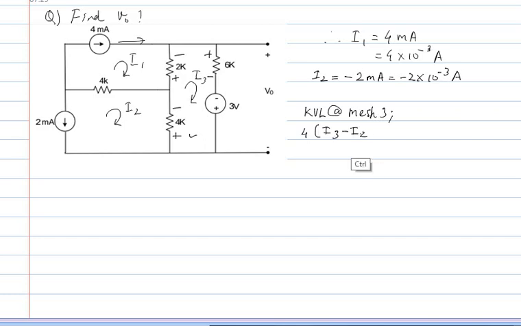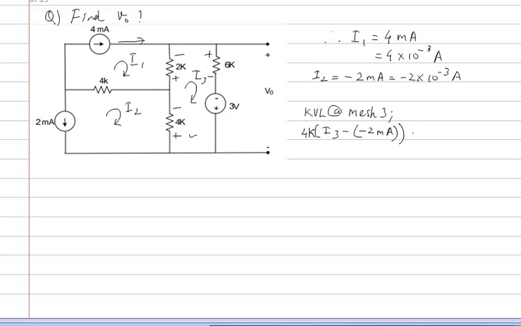Now I will not write I2 because I already know what is I2. So I will straight away write minus 2. So I2 is going to be minus 2, so minus of minus 2 milliamps. I should not forget the milli part in it. Similarly, this is 4K. 4K means 4000. So let me write it properly. So this is going to be 4K resistance. Okay. So I3.